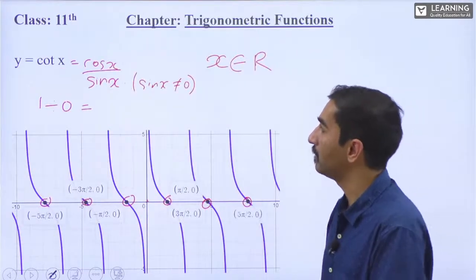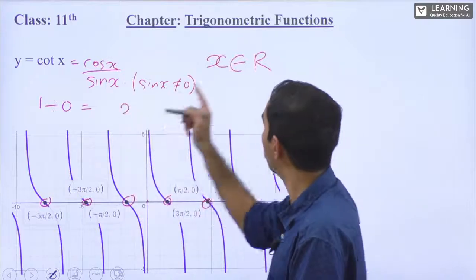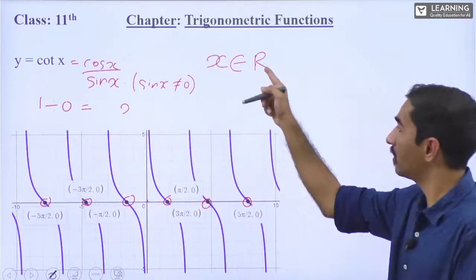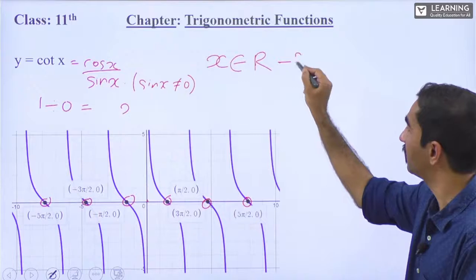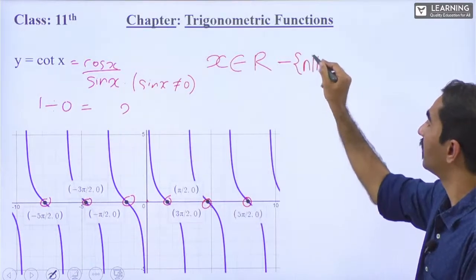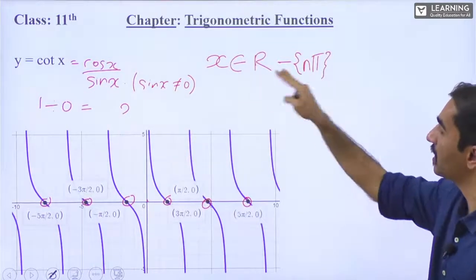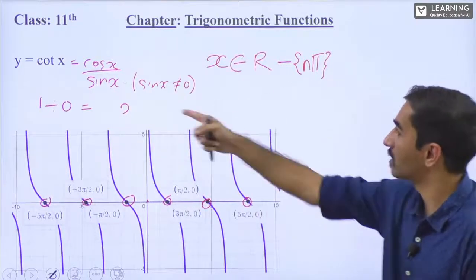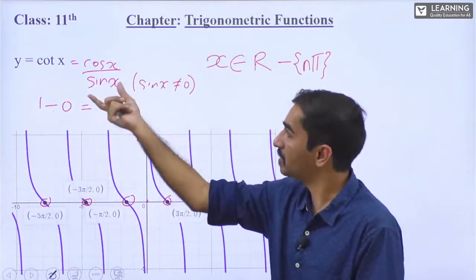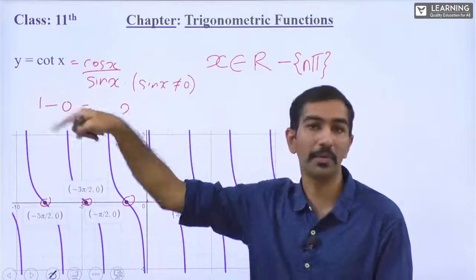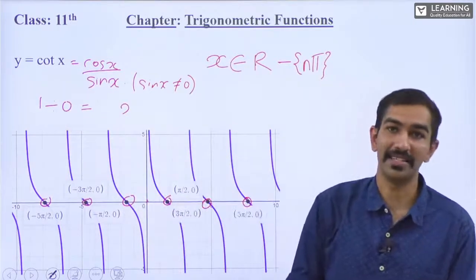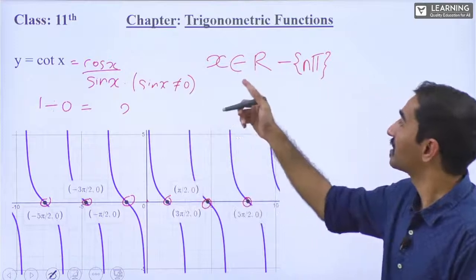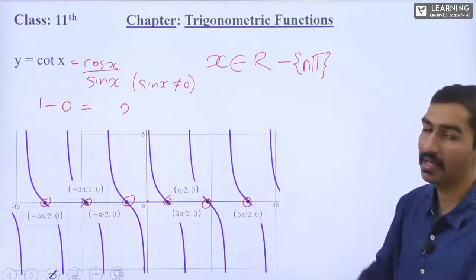The domain of cot x can be written as x, and here I have written, x belongs to the set of all real numbers except n pi. Because at n pi, what is happening? Sin x is becoming 0. If sin x becomes 0, what will happen? Cot x will be undefined. That is the reason the domain of x is all the real numbers except n pi.